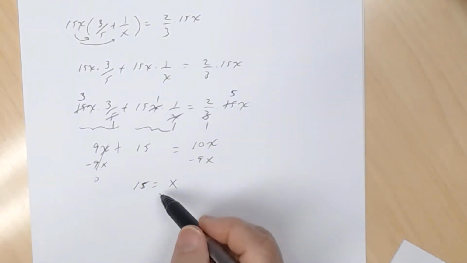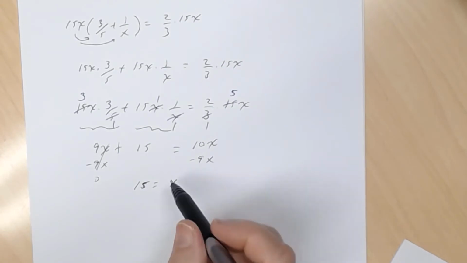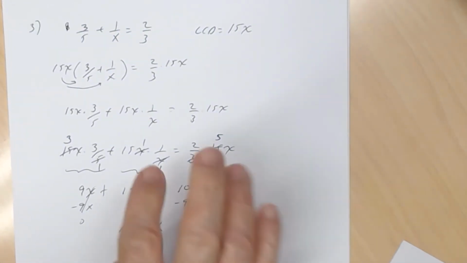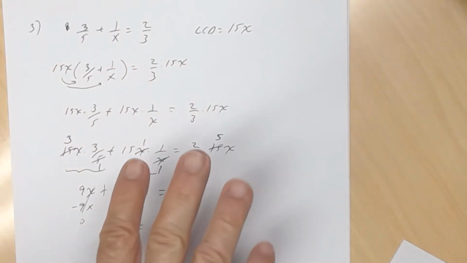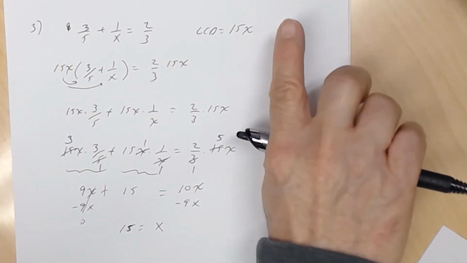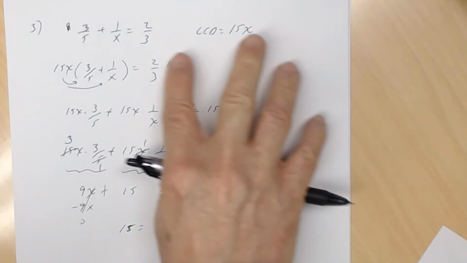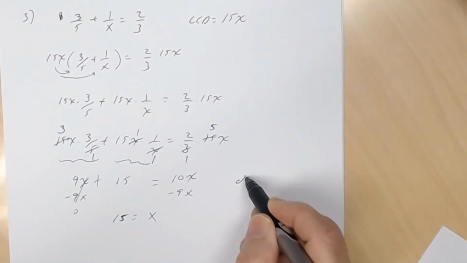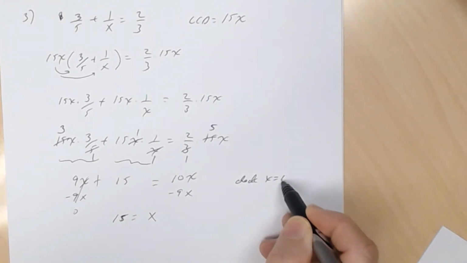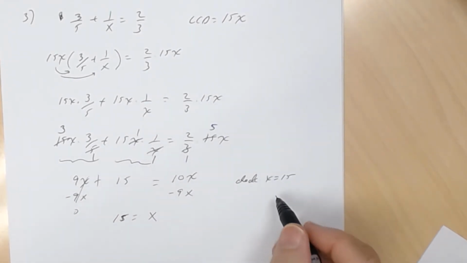Okay, so my solution, let's check and see if this is correct. So it looks like it's correct. Now I'm going to have to go back and talk about something else in a little while, but I just wanted to do this without talking about another important part of this one. So let's go ahead and check this. Let's check x equals 15.